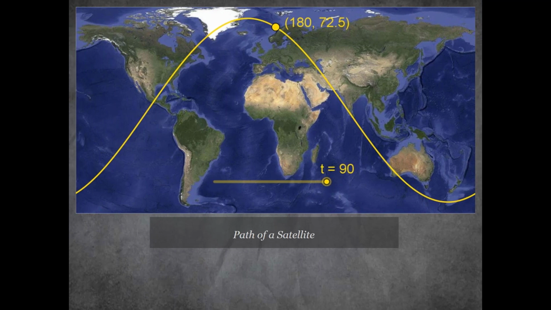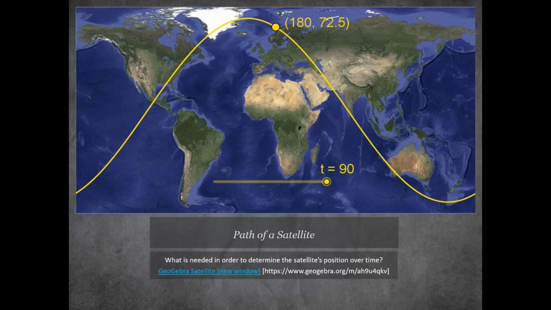So just to kind of try and introduce the idea here, we talked about in our project the path of a satellite. But if you'll remember, we only looked at the latitude portion of the satellite's position. So what we want to look at right now is how do we actually figure out the position of the satellite? Okay, what do we need? So obviously we're going to need latitude and longitude, not just latitude, but both of them. And we need to know at what point in time it's located there. So let's just look at this GeoGebra activity.